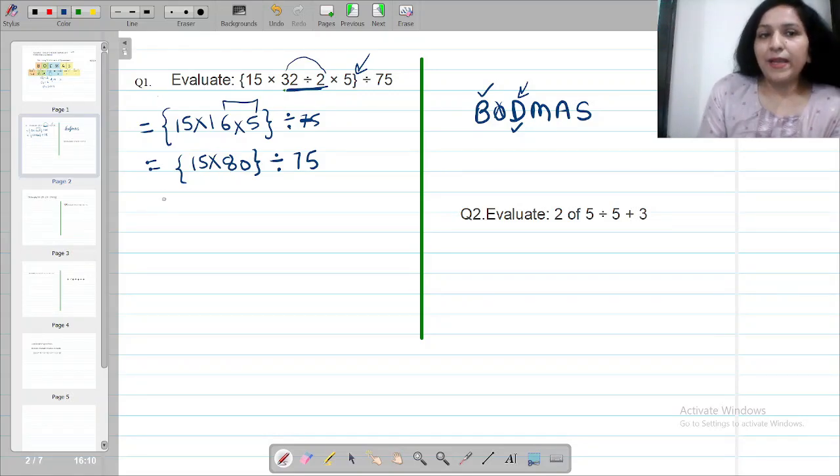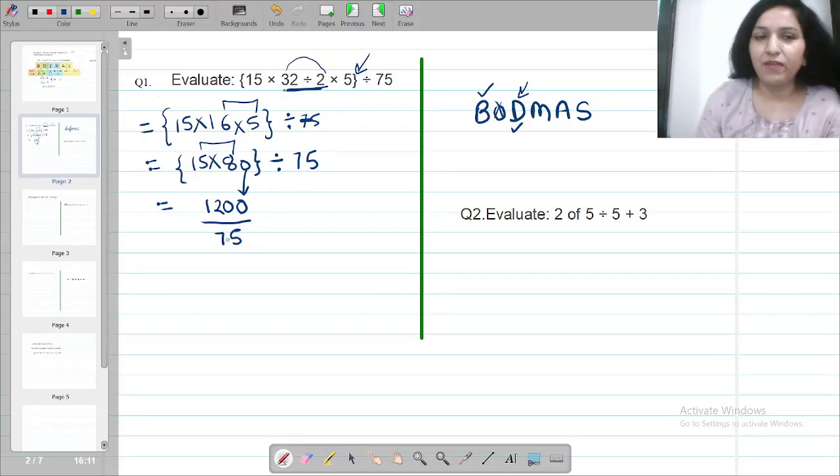15 multiplied by 80. Beta, when we are multiplying these two numbers, any one number is having a 0. This 0 automatically goes to the answer. So what you have to do? 15 into 8. How much is that? It is 120. So the product of these two numbers is 1200. It has to be divided by 75.